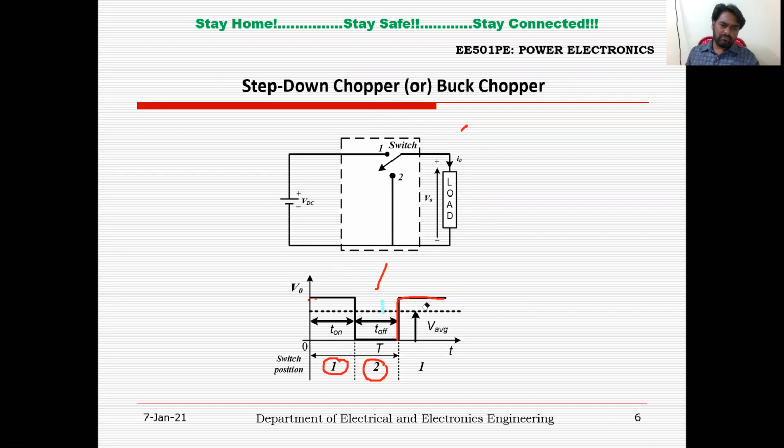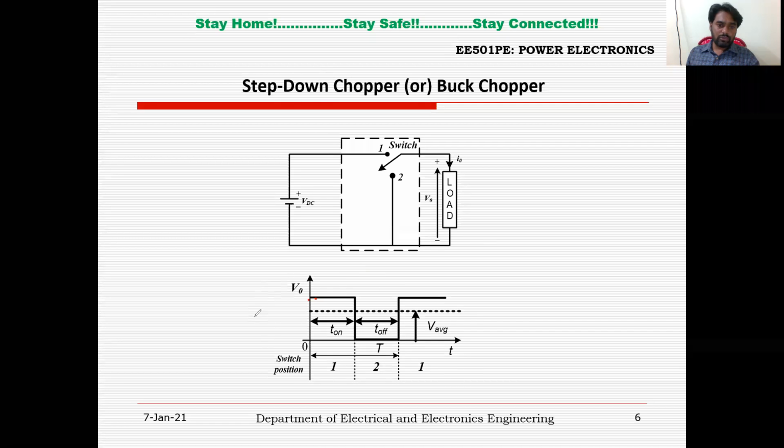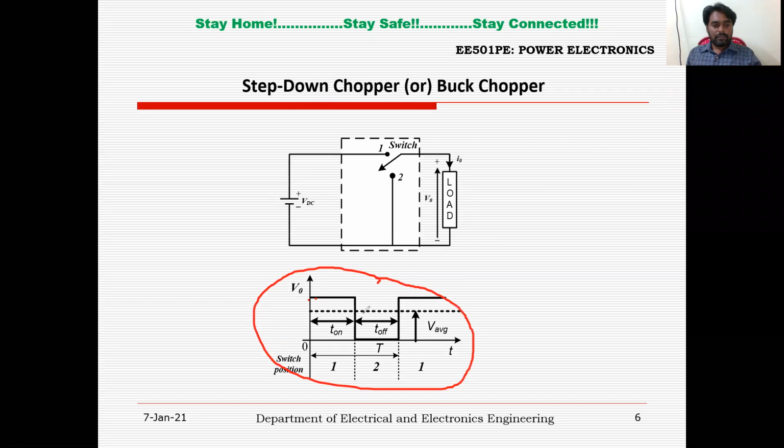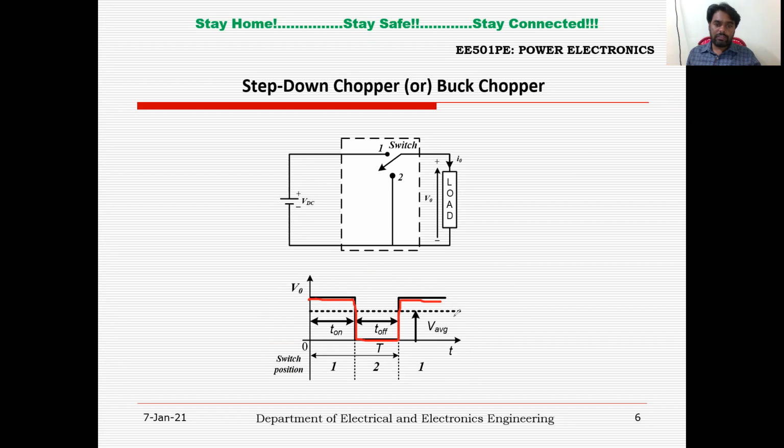Now there are many drawbacks if you use a mechanical switch. This mechanical switch is replaced by a power electronic switch or semiconductor switch. Let us see how we are replacing this mechanical switch with a semiconductor switch. So this is our motto, we need to get this pulsating or chopped kind of voltage across the load. If you calculate the area under this curve, that will give the average value. The average will be somewhere here, you can see with the dotted line. This is the average output voltage across the load.